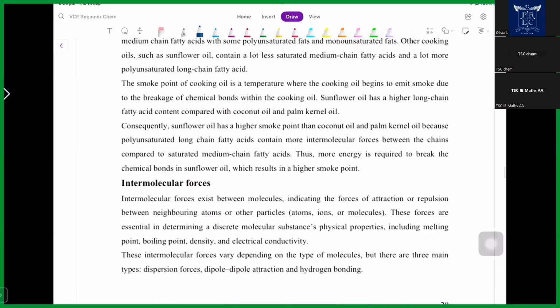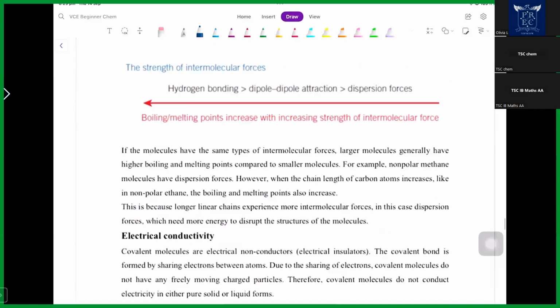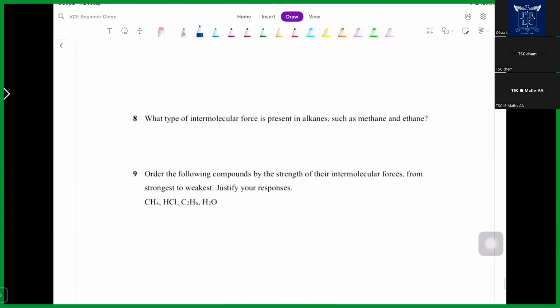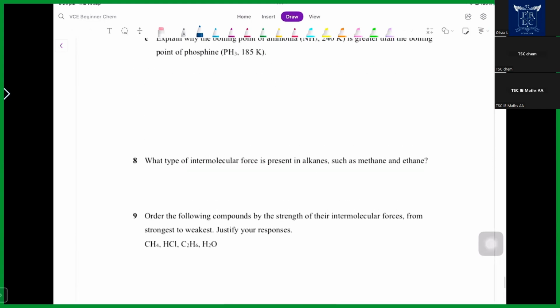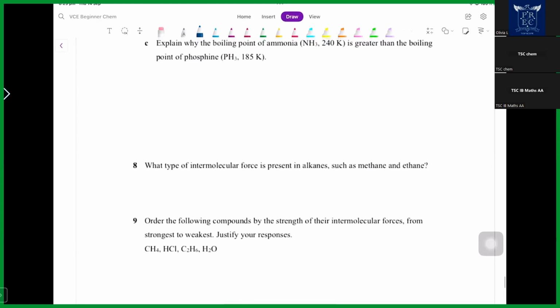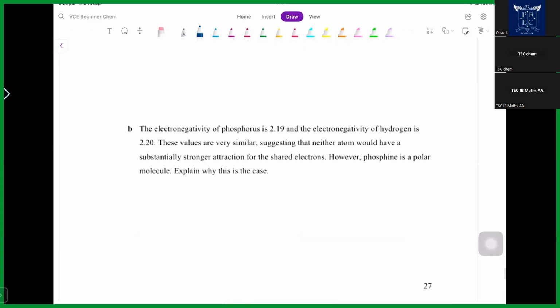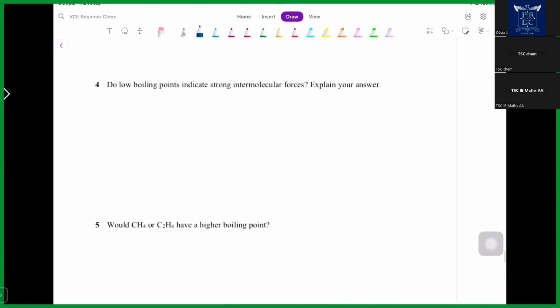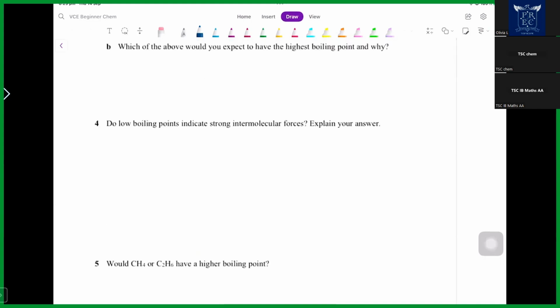We are done with all these. This is where we left, right? Yeah. The questions. We haven't gone through the questions yet, right? Which questions? 7B. 7B, right?